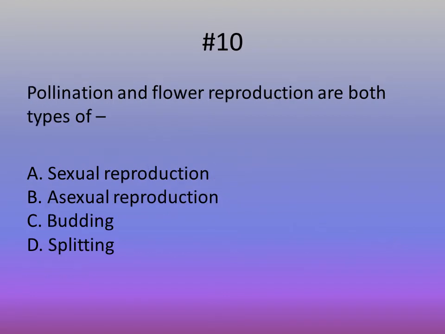Number 10. Pollination and flower reproduction are both types of: A. Sexual reproduction. B. Asexual reproduction. C. Budding. D. Splitting.